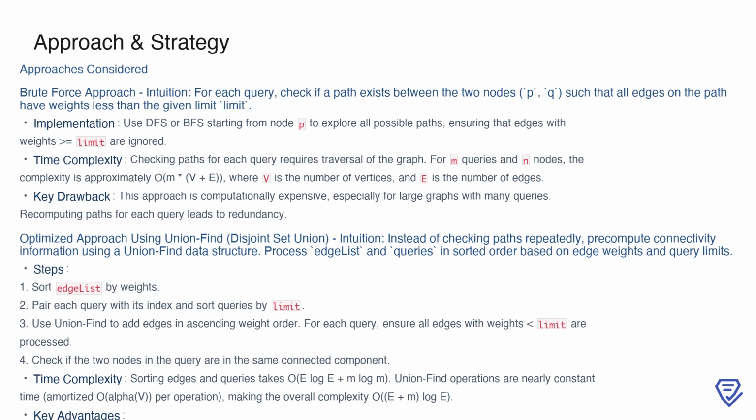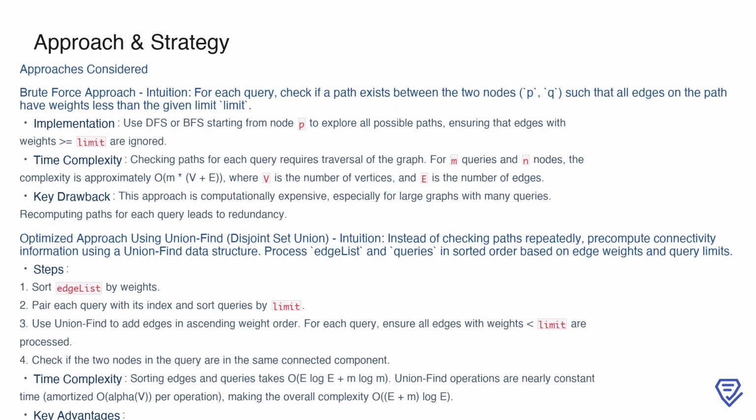To tackle this problem, we first considered a brute force approach. The intuition here is straightforward. For each query, we check if there exists a path between the two nodes specified in the query, ensuring that all edges on the path have weights less than the given limit. This can be implemented by running a graph traversal algorithm, like DFS or BFS, starting from the first node in the query. During traversal, we ignore any edges with weights greater than or equal to the limit.